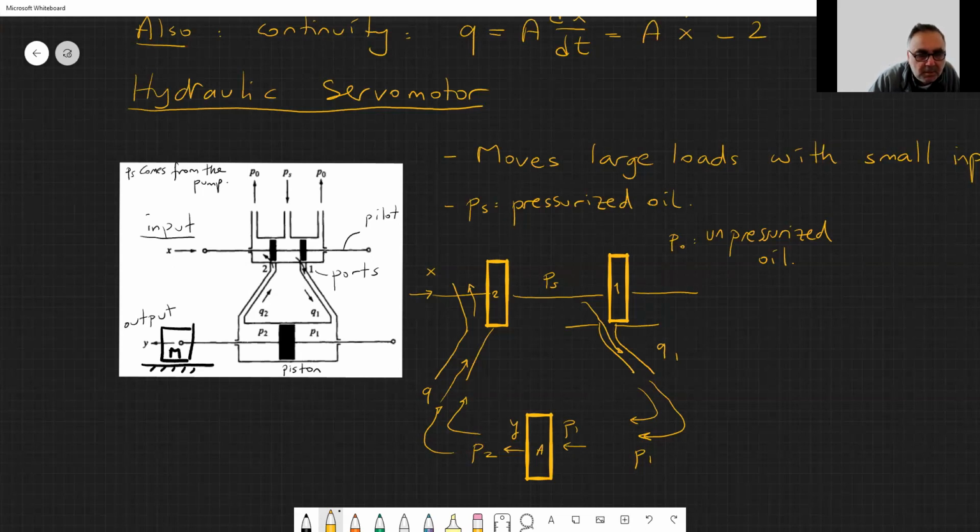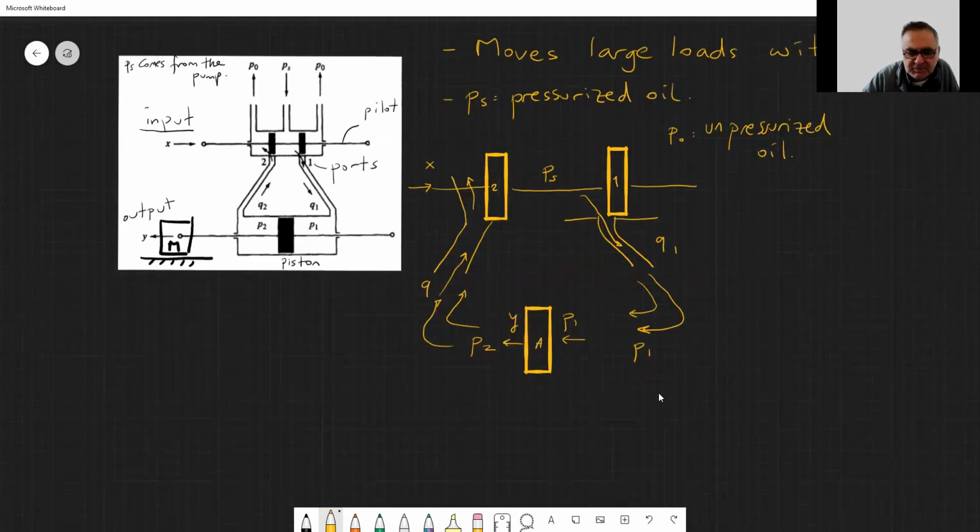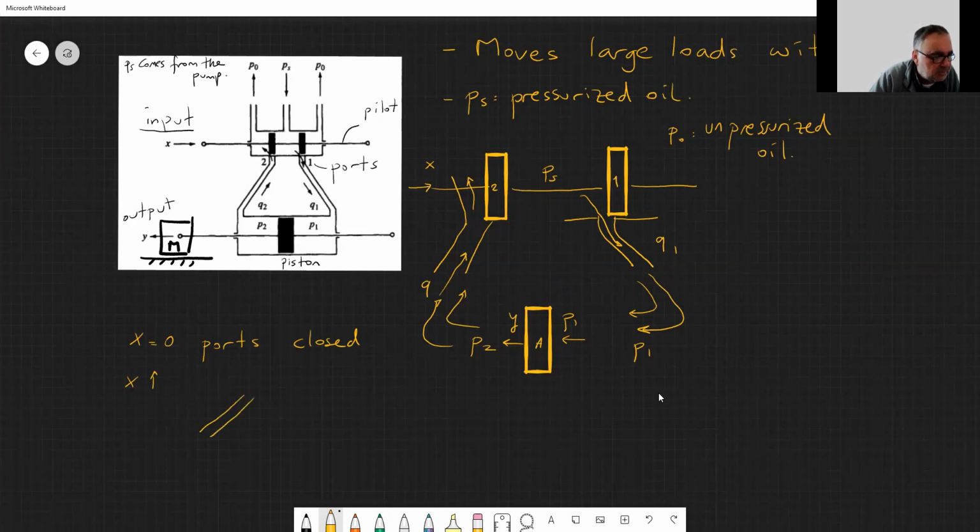Yes, Hocam, thank you. So when we move the piston, in the ports, if it's in equilibrium, if X is 0, both ports are closed. If X is increased a little bit, what do you do is, if you look at this port, let me draw it in a better way.